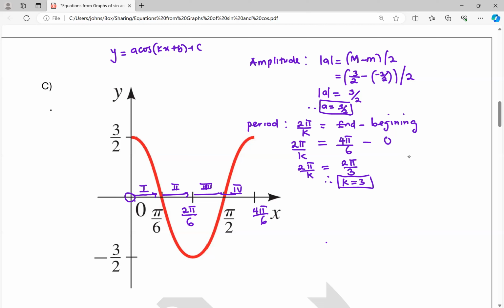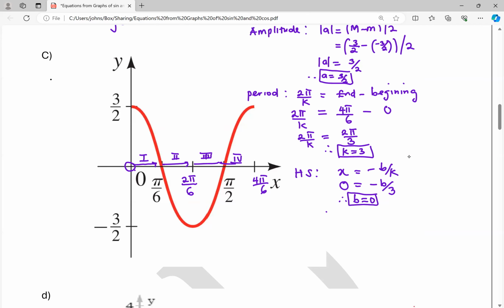All right. Now we go for the horizontal shift. Horizontal shift x is what? Minus b over k. So what is our horizontal shift here is 0 because we're starting from the origin. The first point is the origin. So this becomes 0 is equals to minus b over k, which is 3. So clearly b also is what? Is 0.